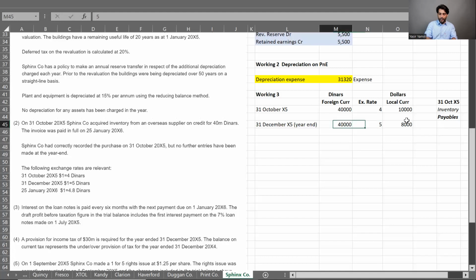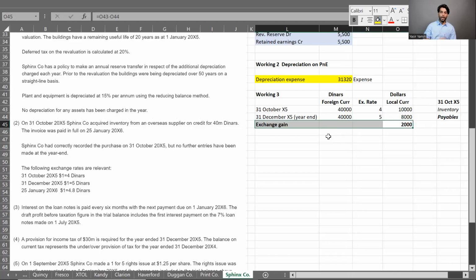So I have an exchange gain. I have an exchange gain of the difference. I have an exchange gain of 2000. Do you all agree? Please let me know. I have an exchange gain of $2,000.